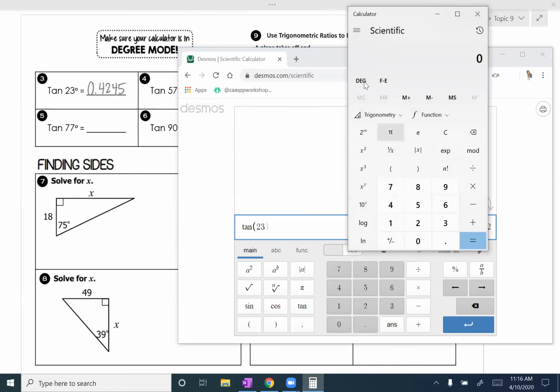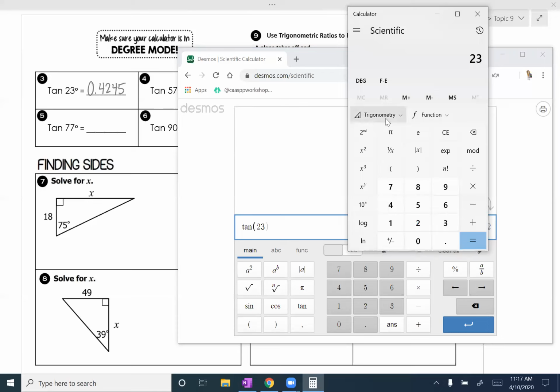So give it a second. So again, it shows me that I'm in degree mode. If I click it, it tells me radians. Oh yeah, there's also that GRAD. I don't know what that angle is. So notice that I have to work backwards with this one. So I'm going to hit 23. Oops. I'm going to type 23.